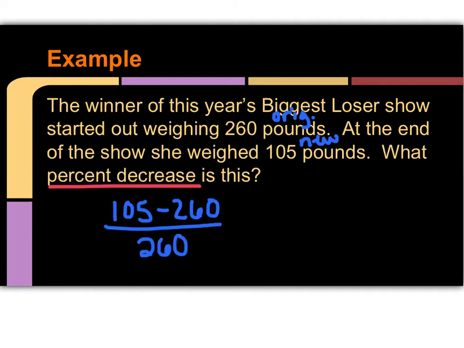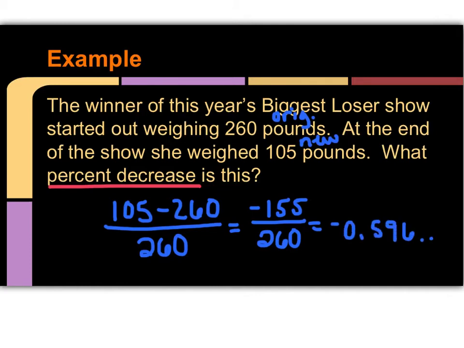So on your calculator, the first thing you should do is subtract. You should subtract 105 minus 260. That will give you a negative number, negative 155. And now we're going to divide by 260. See, we're following order of operations. When I divide by 260, I get negative 0.596, and it keeps going.